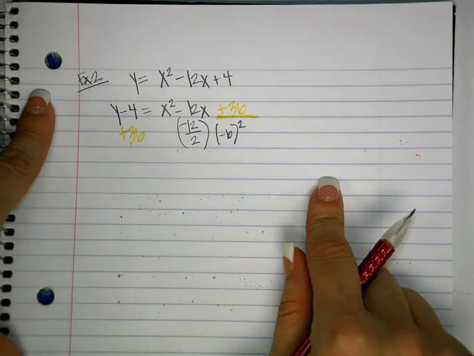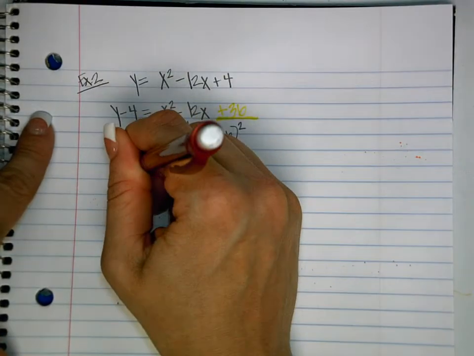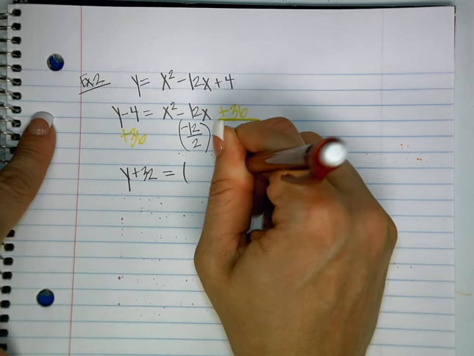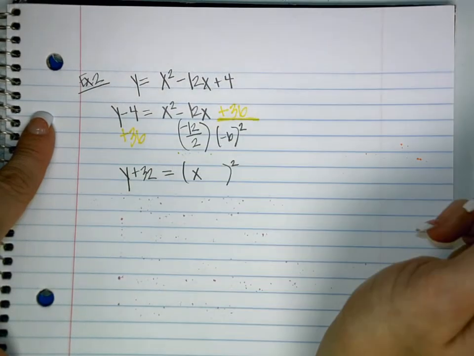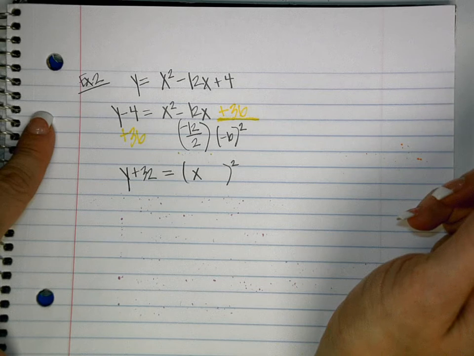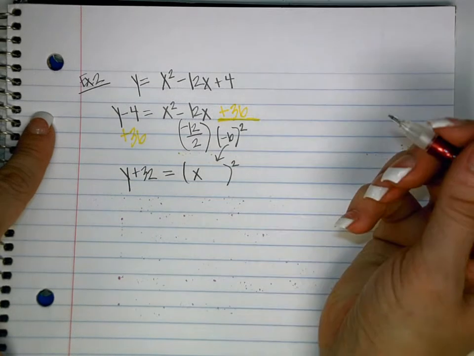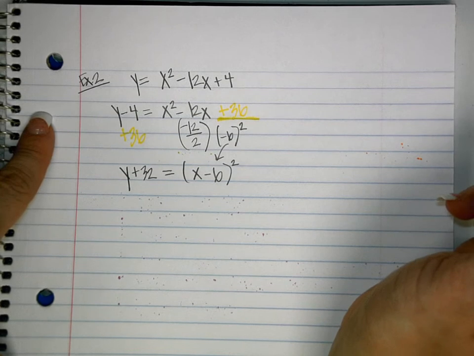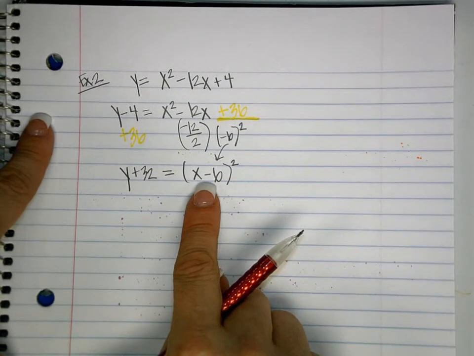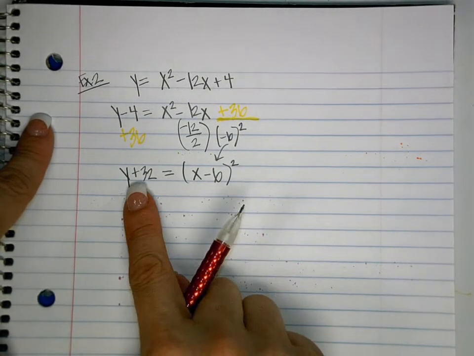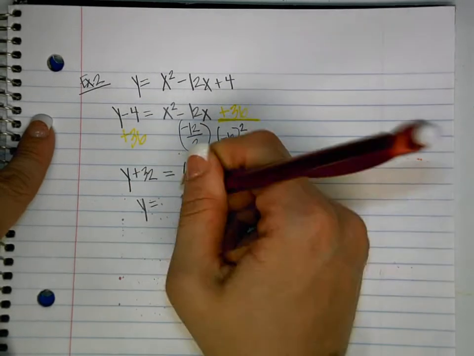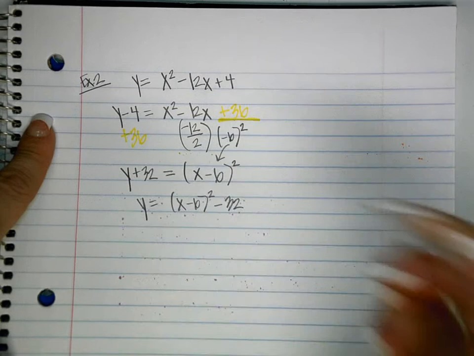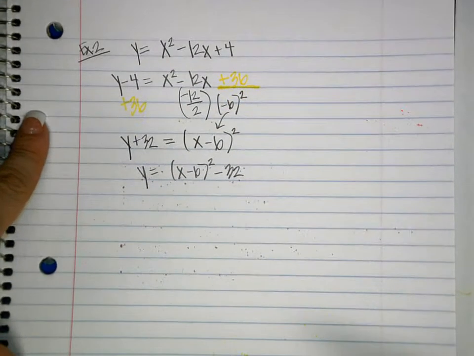If you add 36 to both sides, it's going to give you y plus 32 equals, how do I write this as a binomial squared? This is x minus 6, exactly. Whatever was in there to be squared is whatever's going to go inside your parentheses. Always. Then my last step is what? Bring back the c. So y equals x minus 6 squared minus 32. That's your answer.